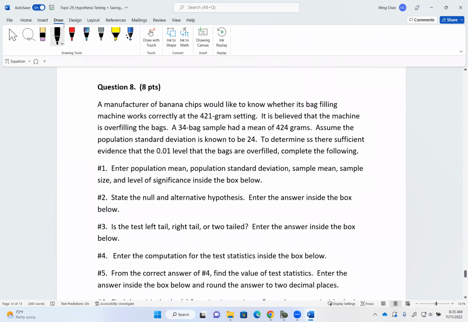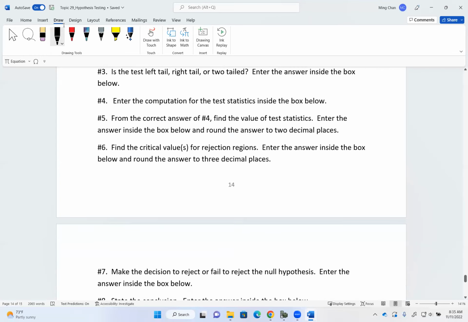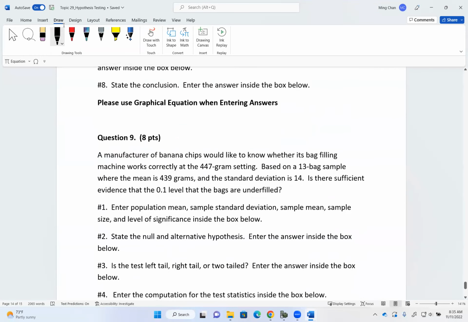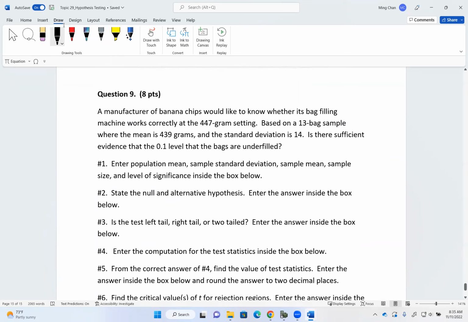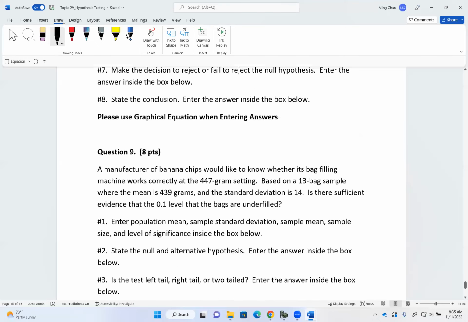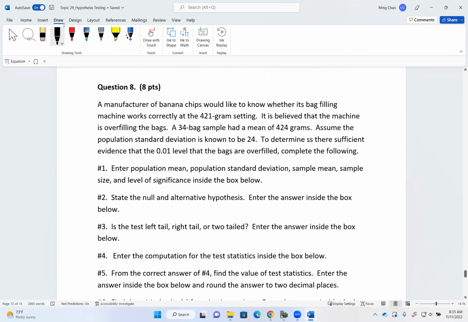And question number 8, this is filled in correctly. This is a bagging one. So this one, we do know the population standard deviation. And the next one, we do not know the population standard deviation. So this 14 is based on the 13 bag sample, so that's a sample standard deviation. So just follow the same steps as I did earlier. Make sure you use the graphical equation to enter your answers.